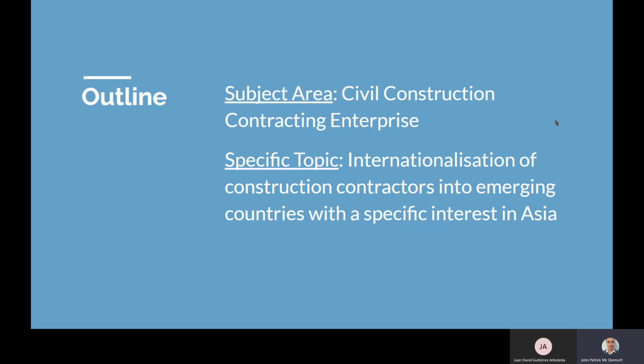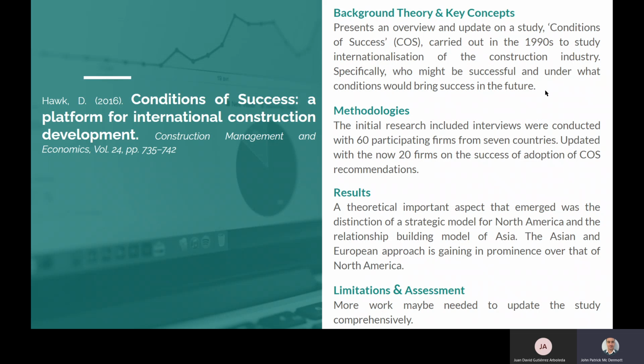But just to get started on the first paper, which is the conditions of success, a platform for international construction development. This presents an overview and update on a study which includes what they consider the conditions of success, carried out in the 1990s to study internationalization of the construction industry. Specifically, they focused on who might be successful and under what conditions will bring success into the future decades.